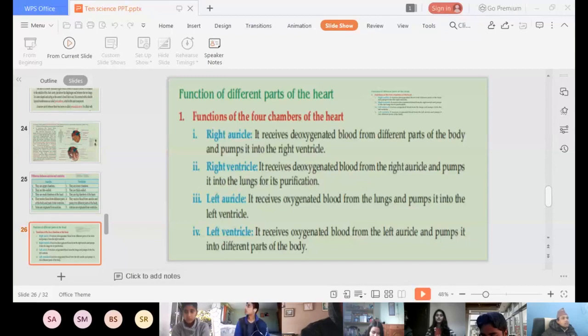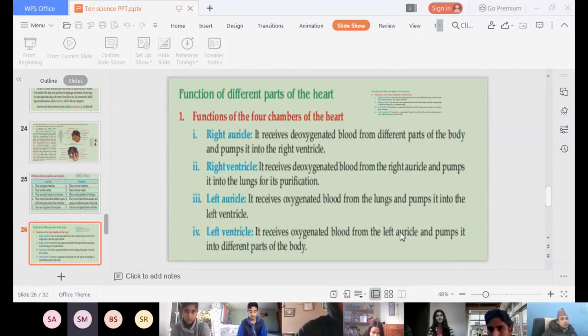Remember, what does the right ventricle do? It pumps the deoxygenated blood into the lungs for purification. From the heart, the blood goes towards the lungs after reaching the right ventricle. So the right ventricle's duty is to get the blood from the right auricle and send it to the lungs. Why is the blood sent to the lungs, students?